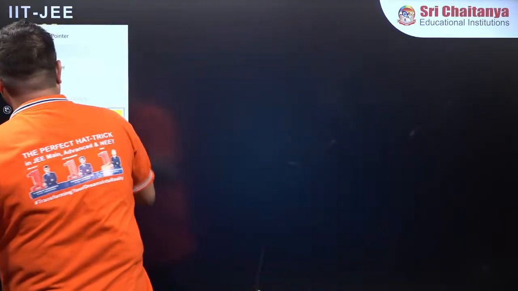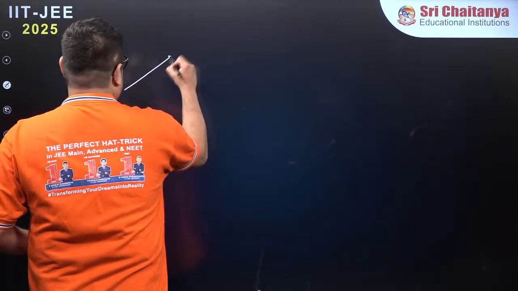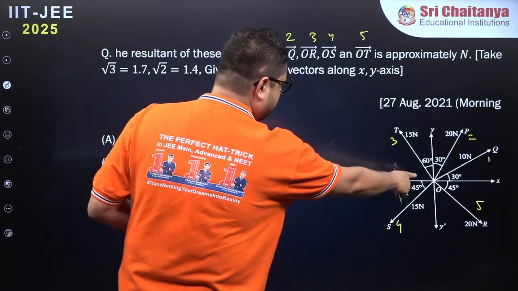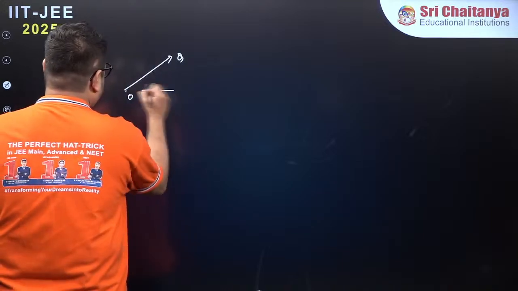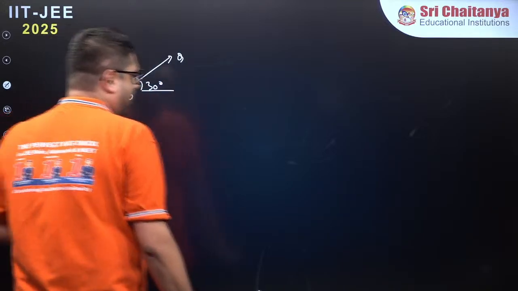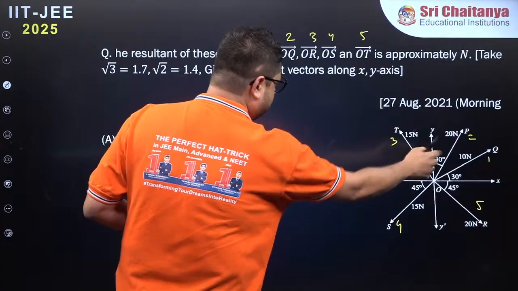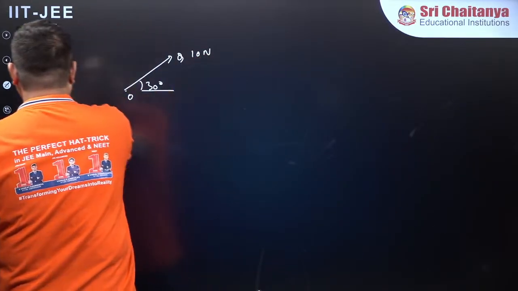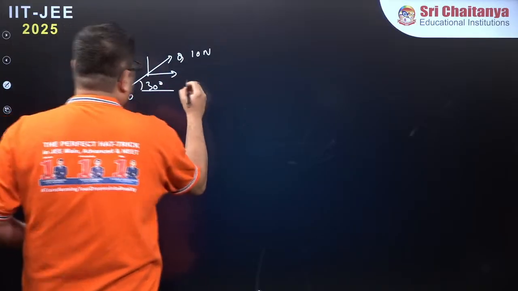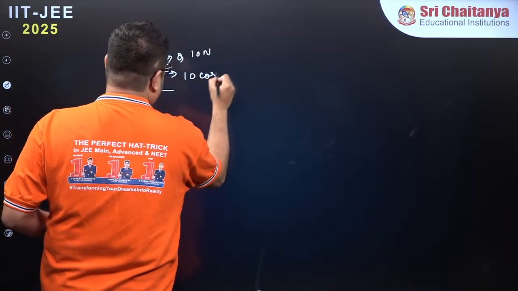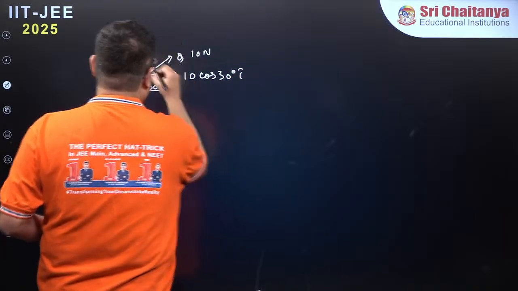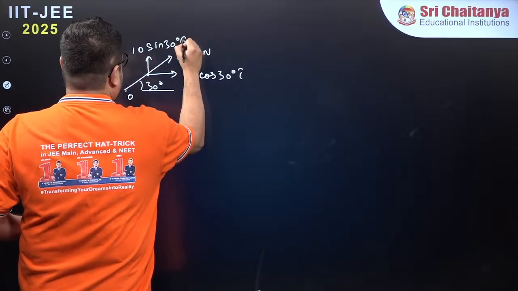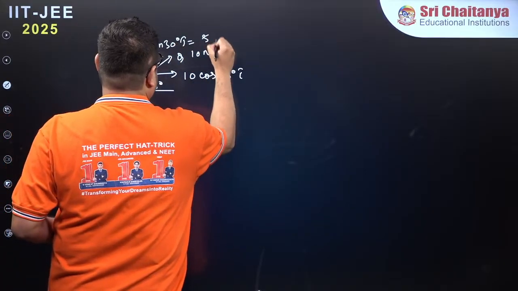The first vector over here is the OQ vector. You can see that OQ makes an angle of 30 degrees with respect to the x-axis, and the magnitude is 10 newtons. Now if I resolve it into components, the horizontal component is going to be 10 cosine 30 degrees i cap, and the y component is going to be 10 sine 30 degrees j cap.